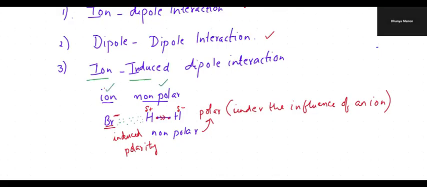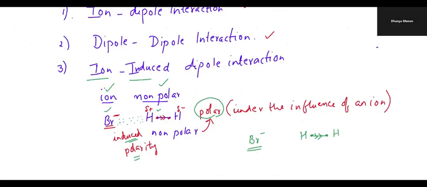So students, ion-induced dipole interaction exists between an ion and a non-polar molecule. That is, bromide ion is the ion and hydrogen, suppose any non-polar, nitrogen, oxygen, any non-polar molecule. Now, under the influence of the ion, this non-polar molecule becomes temporarily polar. That means this ion is inducing the polarity, making it polar for some time. And when it becomes polar, there is interaction between the ion and the non-polar molecule. And this is called ion-induced dipole interaction, which is not very strong.